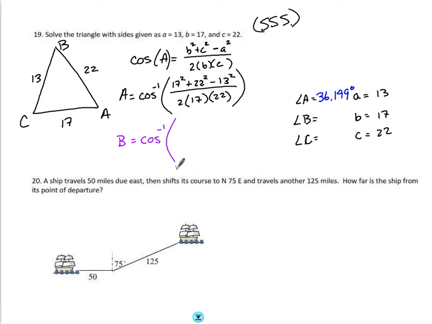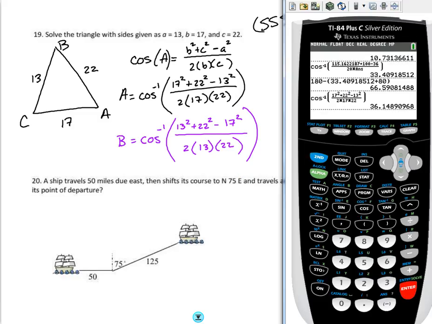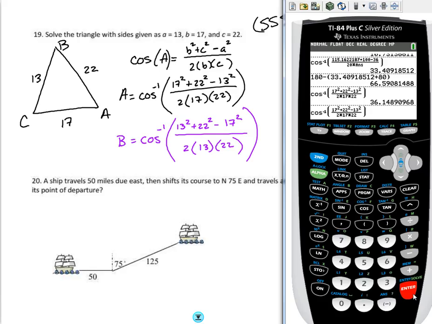Now this is going to be 13 squared plus 22 squared minus 17 squared. Everybody see I just switched the 13 and the 17? 2 times 13 times 22. So if I just go back to my calculator and I hit second answer, I can quickly just switch a couple numbers and I don't have to retype that whole thing. So I just go up here, turn this 17 into a 13. Turn this 13 into a 17. And turn this 17 into a 13.